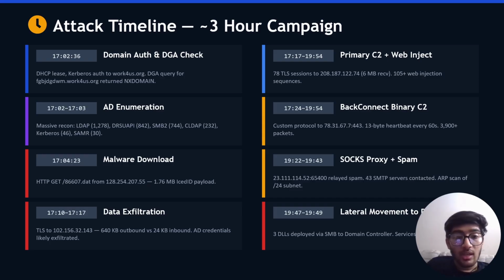Between 17:02 and 17:03, there was a massive Active Directory enumeration: 1278 LDAP frames, 842 DRSUAPI frames for directory replication, and 774 SMB2 frames and more. The DRSUAPI usage is particularly alarming because it suggests DCSync attack capabilities. The malware payload was downloaded by an HTTP GET request from the IP 128.254.207.55, a roughly 1.76 megabyte ICEDID payload.